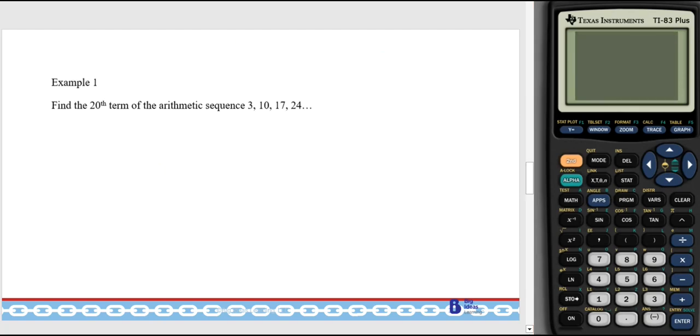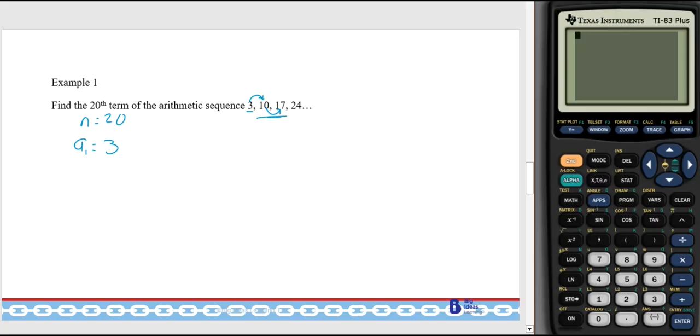Looking at our first example here, they want us to find the 20th term. So our n value here is 20. Our first term is 3, so our a1 is equal to 3. The one thing they do not tell us, but we can figure out, is that common difference. How do I get from term to term? And right here is pretty telling, right?